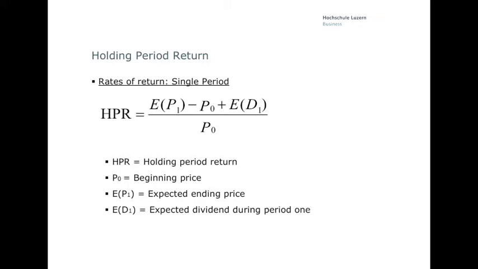The holding period return. As previously learned, a holding period return of a single period is defined by the expected ending price minus the beginning price plus the expected dividend during that period, divided by the beginning price. This holding period return can be for periods with different lengths. To compare different holding period returns with each other, we simply annualize the different holding periods.